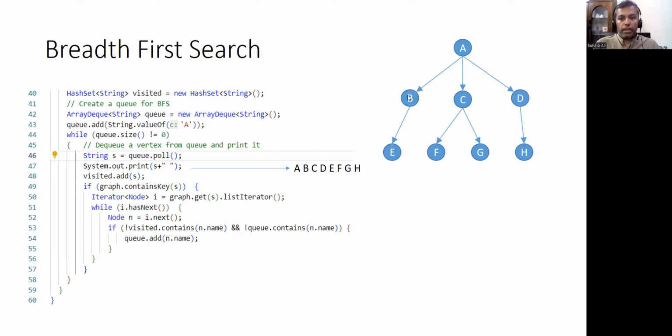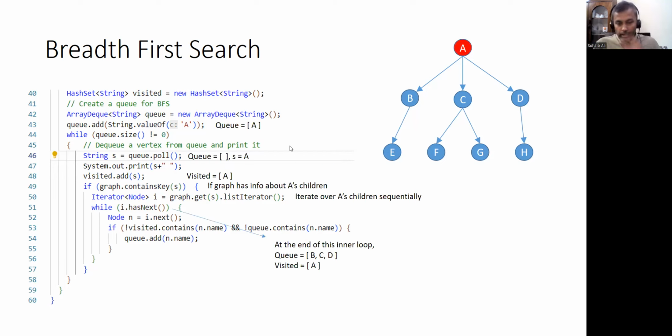So first A, then all children of A, which means B, C, D, and then all children of B, which in this case is E, then all children of C, which in this case are F and G, and then all children of D, which in this case is just H. So A, B, C, D, E, F, G, H is the order that I want during my breadth first search. I have actually told you the answer before the actual solution, but this is how it will look.